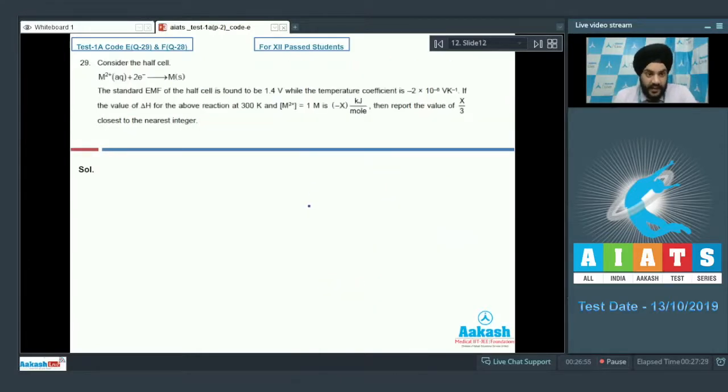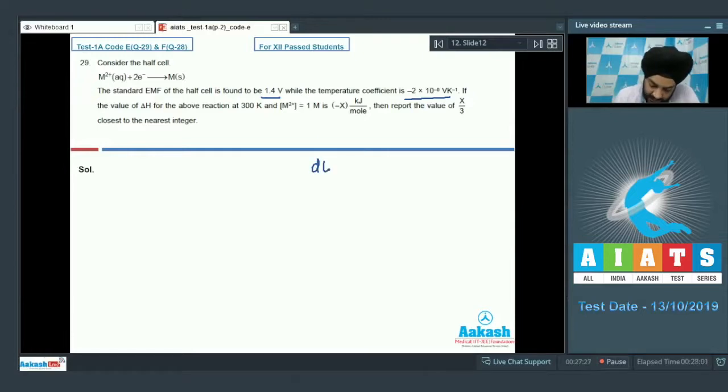Question number 29. Consider the half cell. We've been given M2 plus aqueous plus 2 electrons giving us M solid. The standard EMF of the half cell is found to be 1.4 volts, whereas the temperature coefficient is found to be 2 into 10 to the power minus 6 volt per Kelvin. If the value of delta H for the above reaction at 300 Kelvin and M2 plus ion concentration equal to 1 molar is minus x kilojoule per mole, then we have to report the value of x by 3 to the nearest integer.